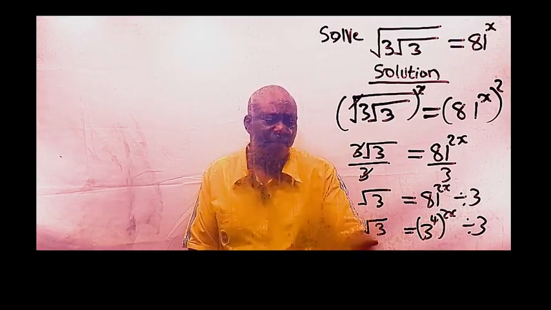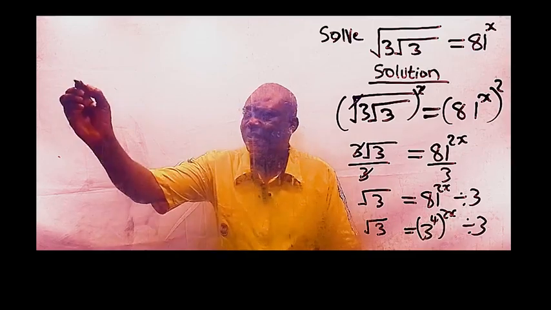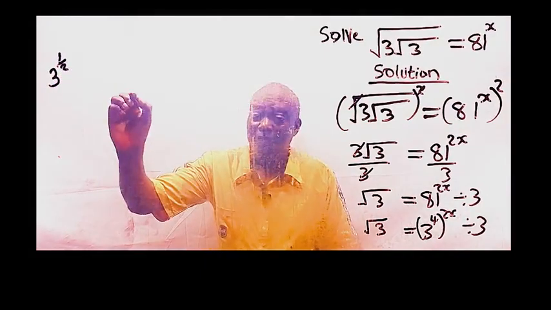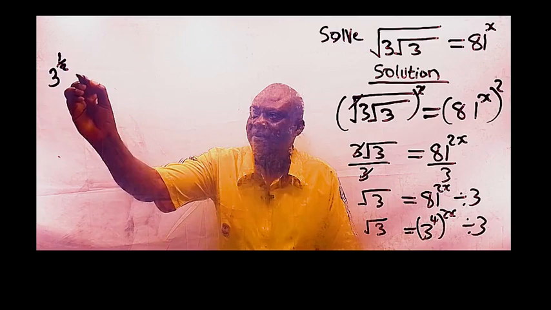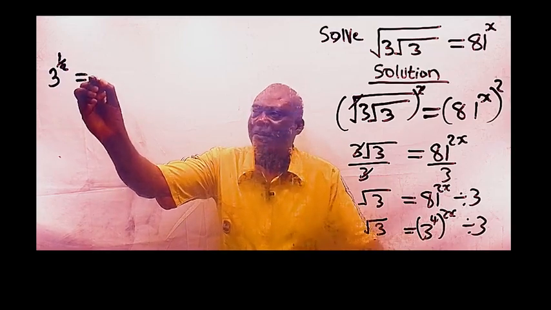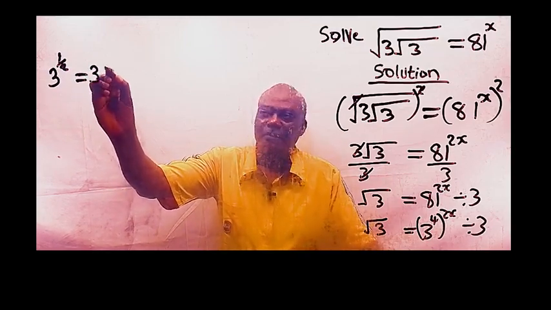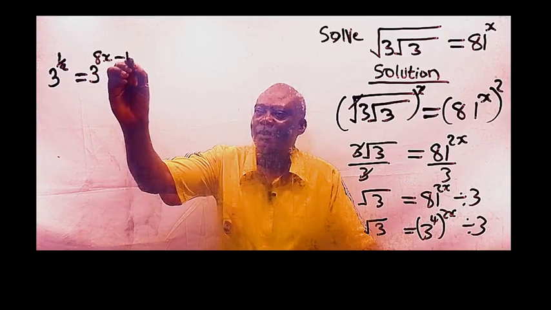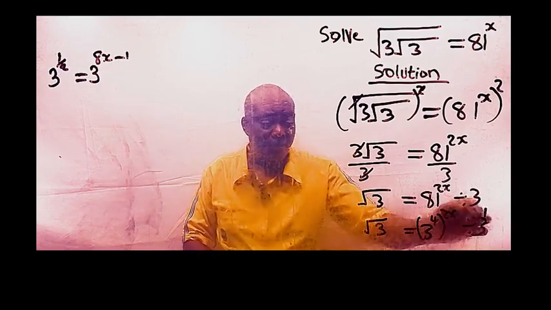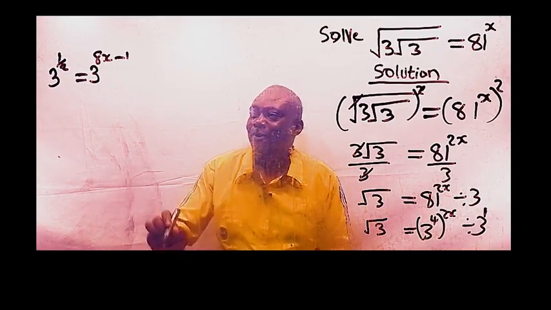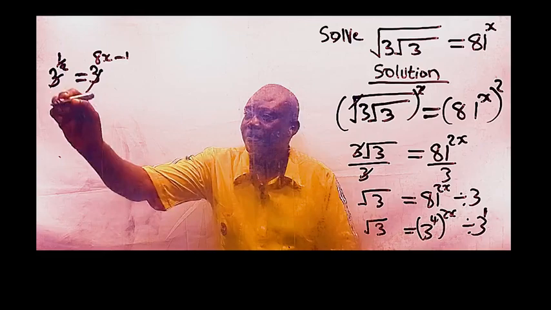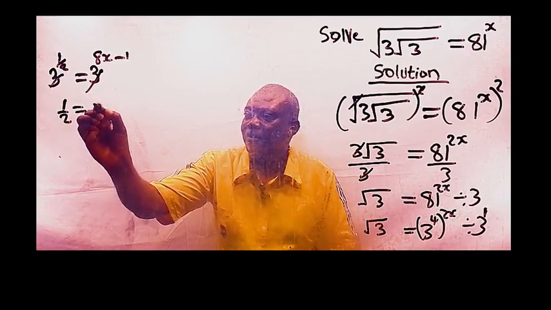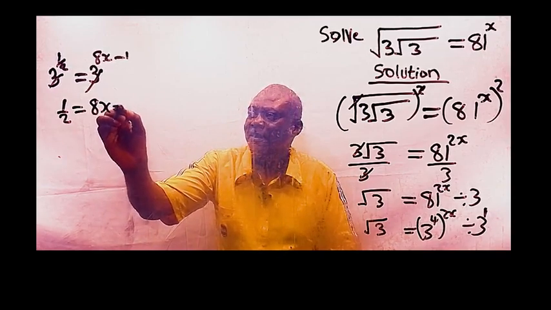This root 3, you can write it as 3 raised to the power 1 over 2, and it will be equal to 3 to the power of 8x minus 1, because this one is to the power 1. So we can comfortably cast out the bases. So what it has to be is 1 over 2 equals 8x minus 1.